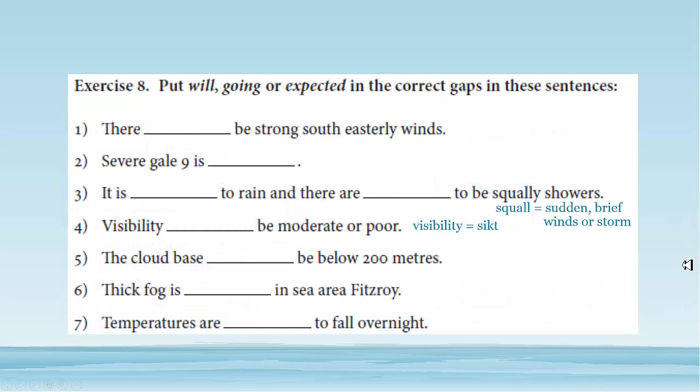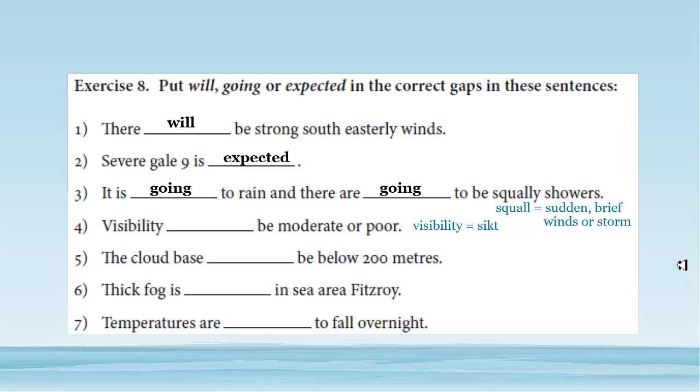Okay, let's go on to exercise 8. You want to put will, going, or expected in the correct gaps in these sentences. So there will be, let's see, yes, there will be strong southeasterly winds, which means it's coming from the southeast. Severe gale 9 is, I would say, expected. It is going to rain, and there are going to be squally showers.